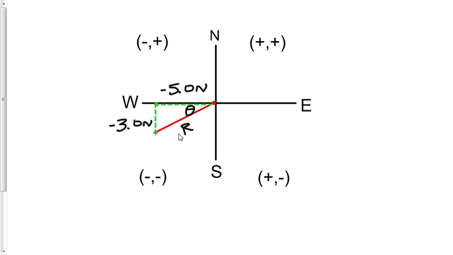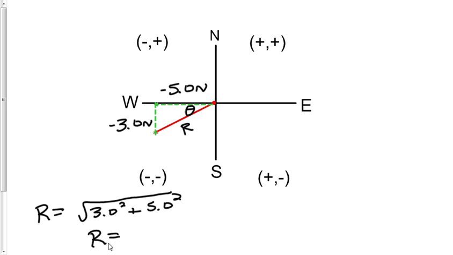We need to use the Pythagorean Theorem in order to find the resultant vector R. R is equal to the square root of 3.0 squared plus 5.0 squared. Notice how I do not use negatives, because squaring a negative number makes it become a positive. The resultant vector in this case is going to be equal to 5.8 newtons. Well, that's only 2 of the 4 items that a vector has. This is the magnitude with a unit associated with that.